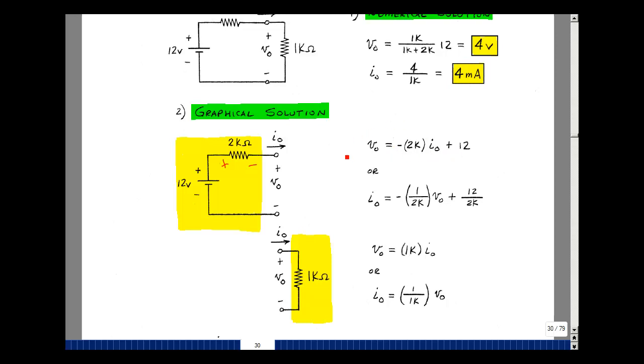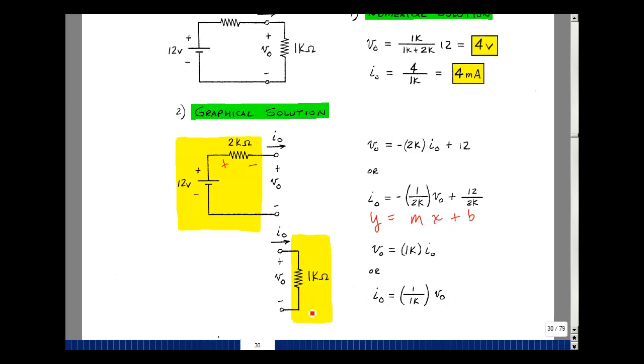I'll bring this on the other side of the equation. It becomes plus 2K times I0, then bring this over here as a minus V0, and then divide by 2K, and divide by 2K. We have the equation of a straight line, where y is equal to mx plus b.